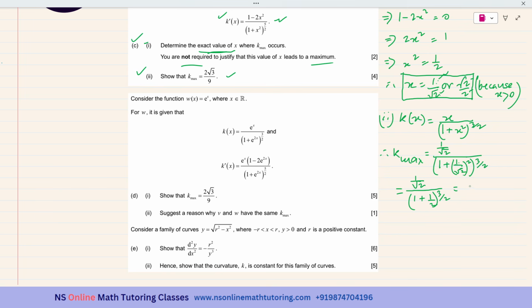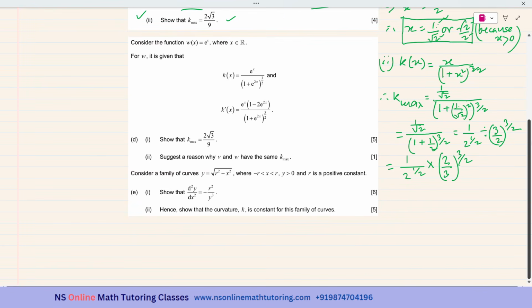So this is 1 over root 2 is 2 to the power of half divided by 1 plus 3, half is 3 over 2. So 3 over 2 raised to the power of 3 over 2. Okay. Or this can be written as 1 over 2 to the power of half multiplied by 2 over 3 raised to the power of 3 over 2. Okay. So this is equal to 1 over 2 to the power of half times 2 to the power of 3 over 2 over 3 to the power of 3 over 2.